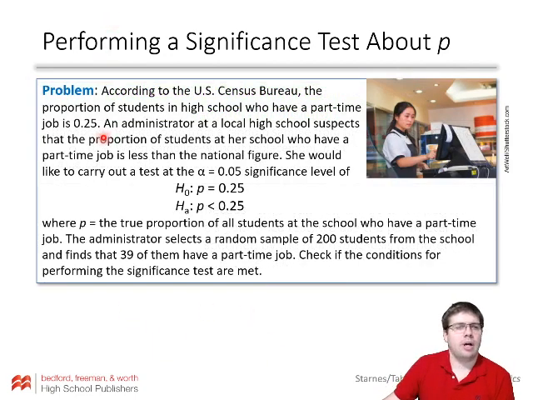All right, so an example problem here. According to the U.S. Census Bureau, the proportion of students in high school who have a part-time job is 0.25. An administrator at a local high school suspects that the proportion of students at her school who have a part-time job is less than the national figure. She would like to carry out a test at a 5% significance level.